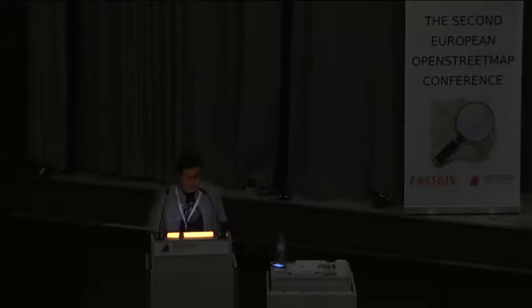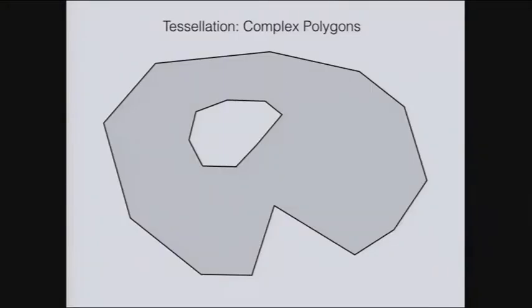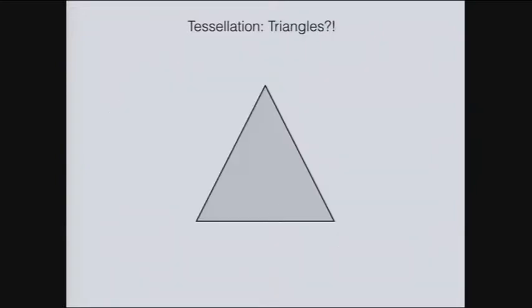Okay, so now we have our polygons client side, but we have a problem, which is that OSM data tends to be complex polygons like this, that in many cases have holes in them, for example. And the problem, as we touched on earlier, is that OpenGL can actually only draw triangles.